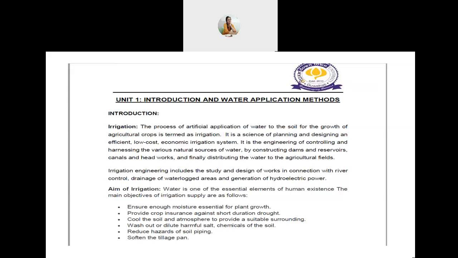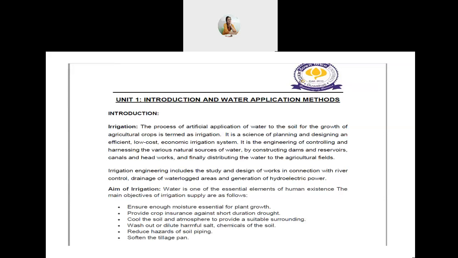It is the engineering of controlling and harnessing the various natural sources of water by constructing dams and reservoirs, canals, headworks, and finally distributing the water to the agricultural fields. Irrigation engineering also includes the study and design of works in connection with river control, drainage of waterlogged areas, and generation of hydroelectric power.